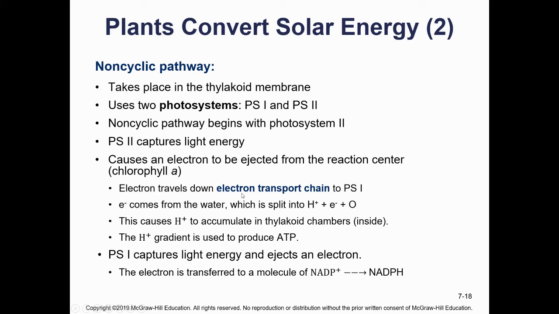This electron has bounced down the electron transport chain and lands on photosystem 1. This also captures solar energy to eject an electron, same thing. And this electron is transferred to NADP, giving me NADPH. This other electron has bounced back. It's joined its hydrogen, and so it can connect to NADPH. But we're going to use these to make ATP.